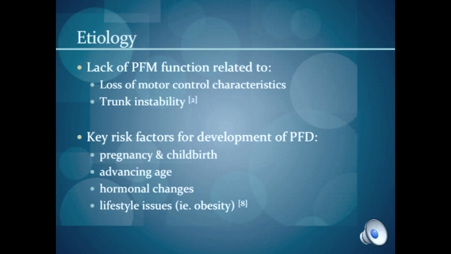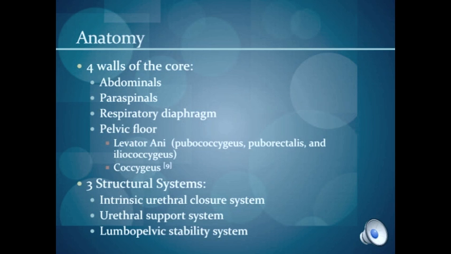Now let's review some of the anatomy of the muscles that we will be targeting, which include the four walls of the core composed of the abdominals, the paraspinals, the respiratory diaphragm, and the pelvic floor, which is composed of the levator ani and the coccygeus. There are actually three structural systems which comprise the anatomy of the urinary continence system, including the intrinsic urethral closure system, the urethral support system, and the lumbopelvic stability system.